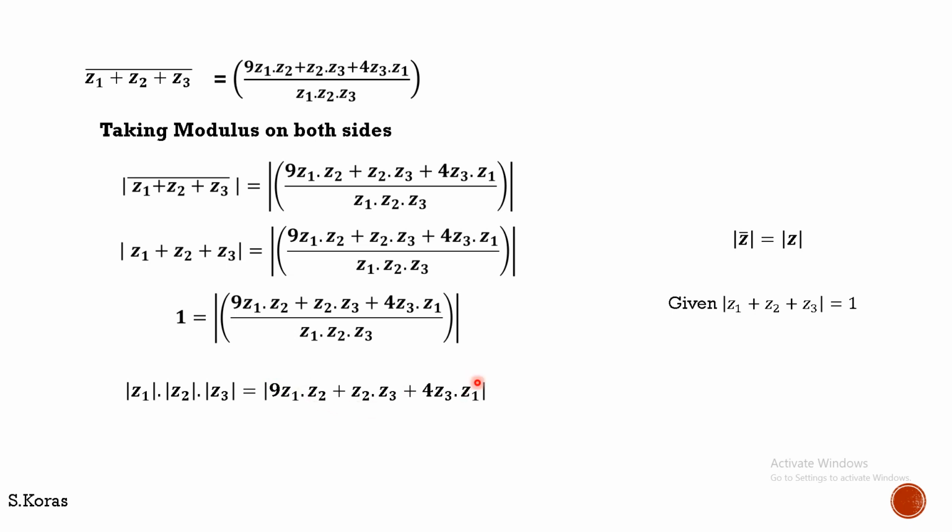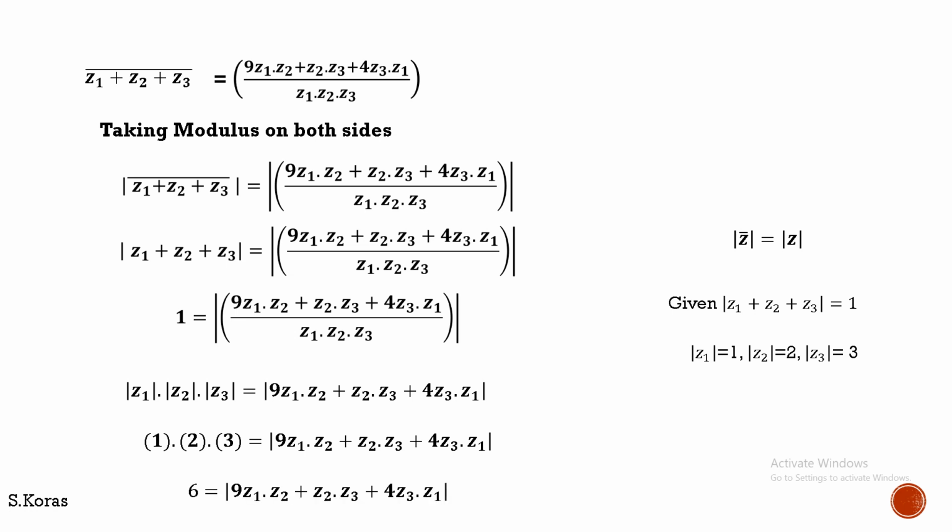It automatically came here. You know the value of modulus of z1 as 1 and modulus of z2 as 2 and modulus of z3 as 3 because it is given like that. Right. So if you substitute it, it will be like this. So 1 into 2 into 3 is 6. So 6 is equal to modulus of 9 z1 into z2 plus z2 into z3 plus 4 into z3 into z1. So this is what we have to prove.